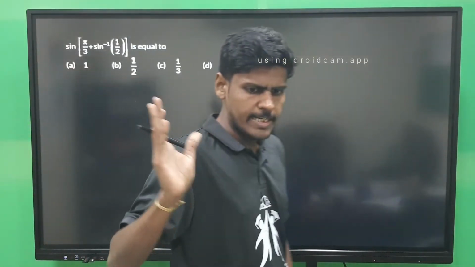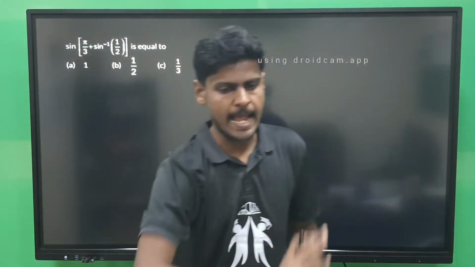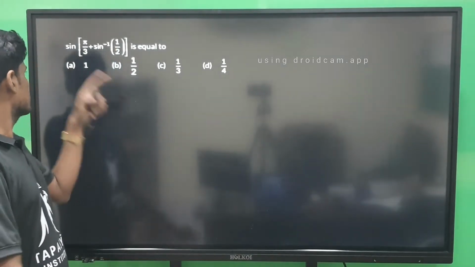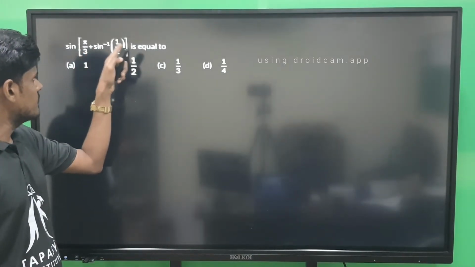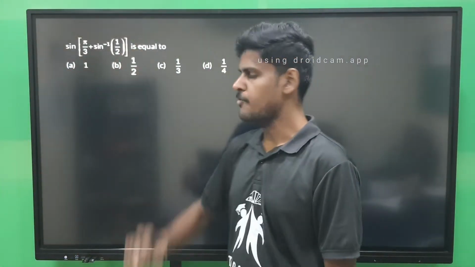Now remember what I told you before. What is the output of an inverse function? It is an angle. And what is sin inverse of 1 by 2? We should find sin of pi by 3 plus sin inverse of 1 by 2. First we will try to find sin inverse of 1 by 2.